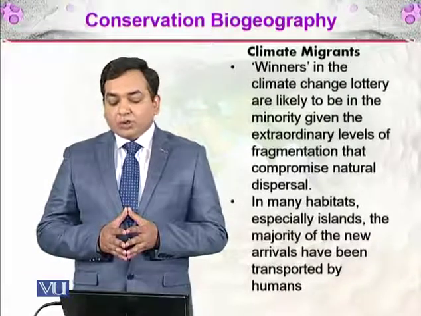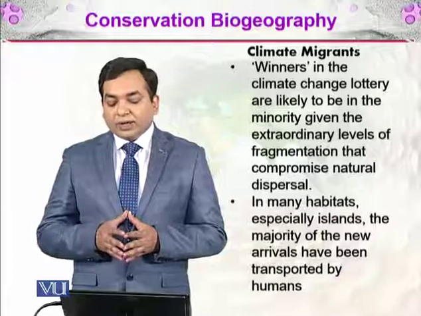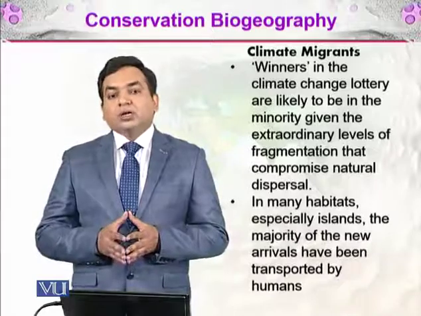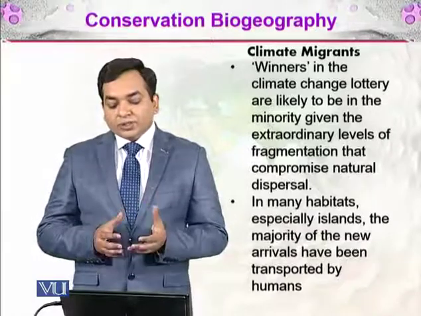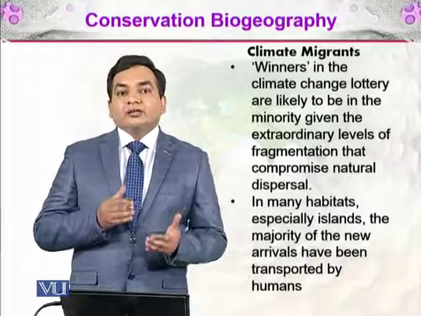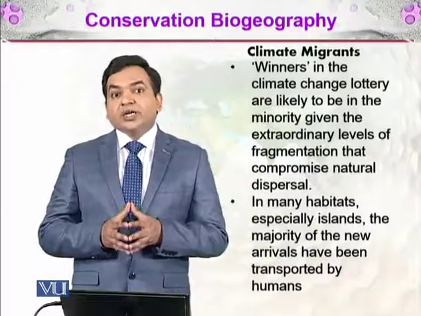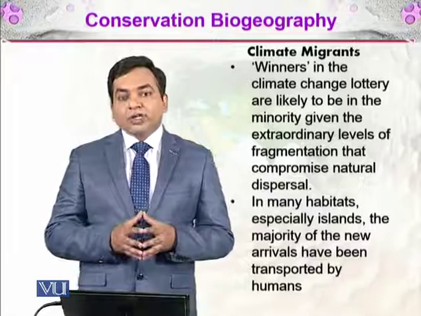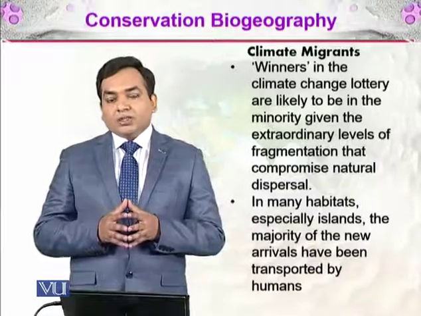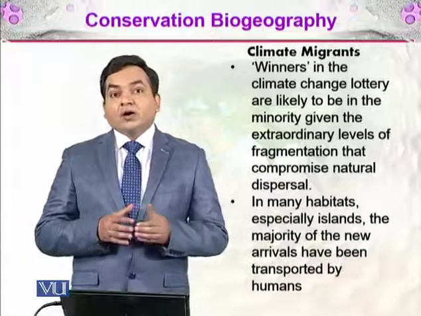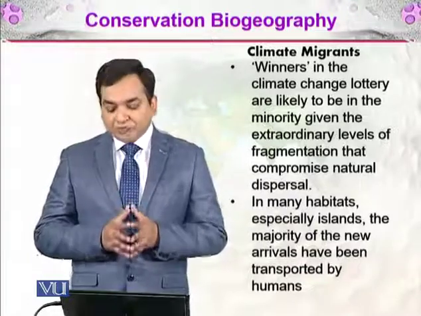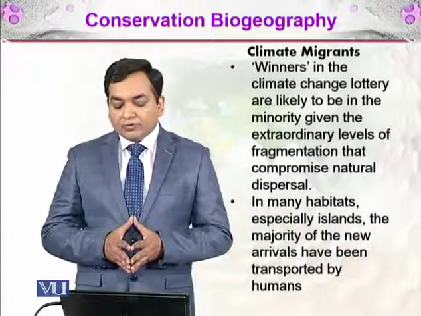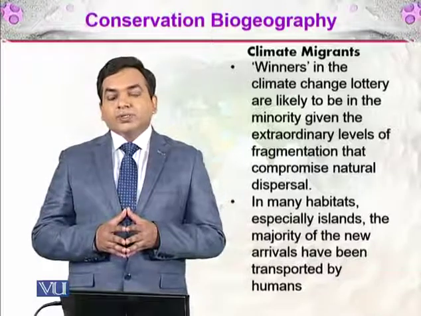Winners in the climate change lottery are likely to be in the minority, given the extraordinary levels of fragmentation that compromise natural dispersal. Winners in the climate change lottery means that there are certain organisms which find the changed environment better. They are very much in the minority, and most of the organisms living in the same environment will perish because they won't be able to survive. So in many habitats, especially islands, the majority of new arrivals have been transported by humans.